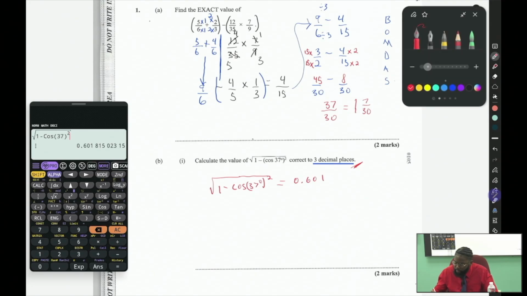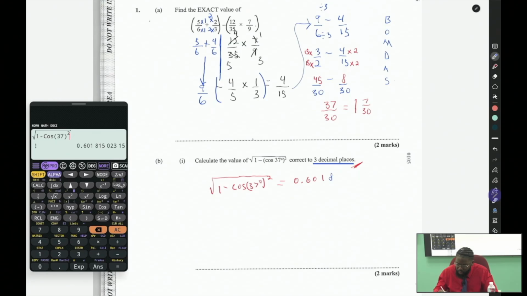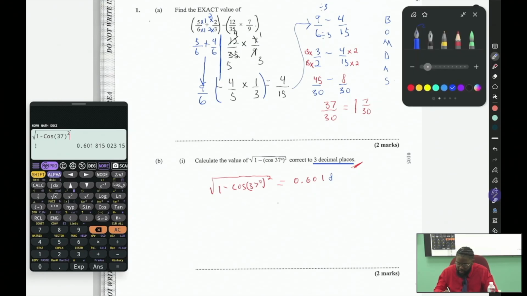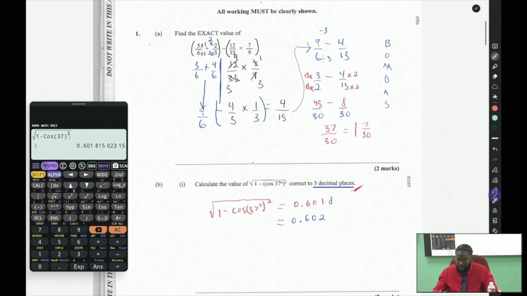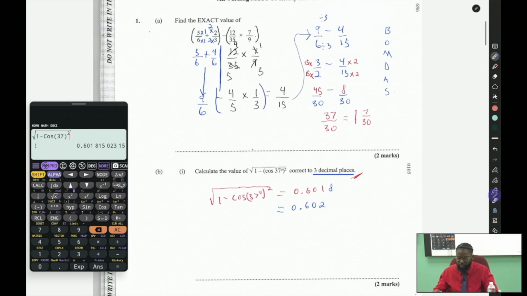However, the 8 beside the 1 would then change our 3 decimal places to become approximately 0.602. All right, because as you know, whatever is to the right, once it is 5 or more, we add 1 to the place that we're rounding. All right, so pretty simple.